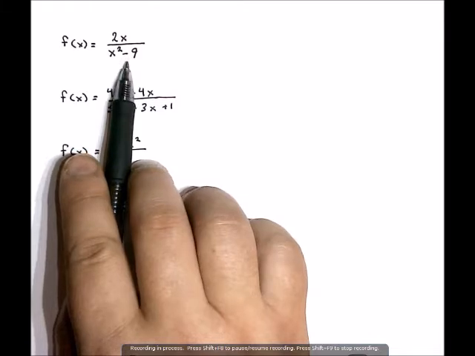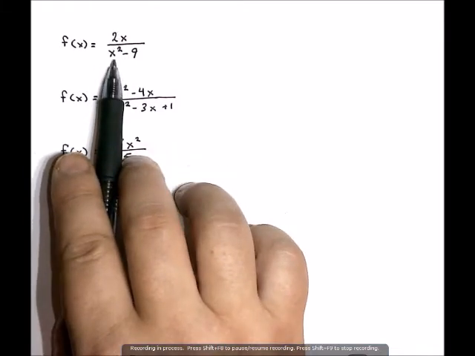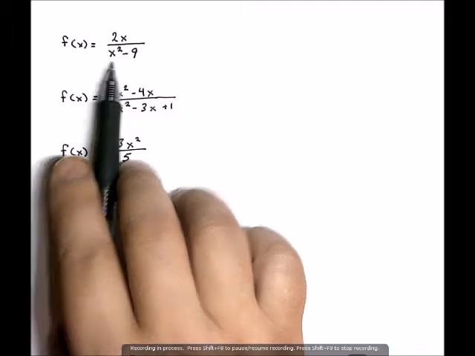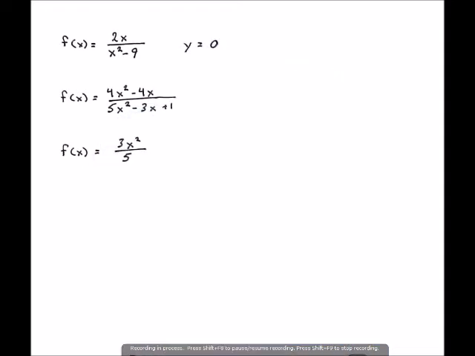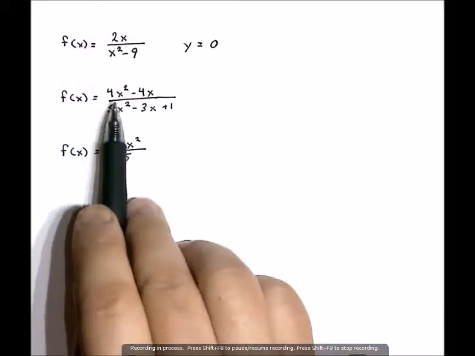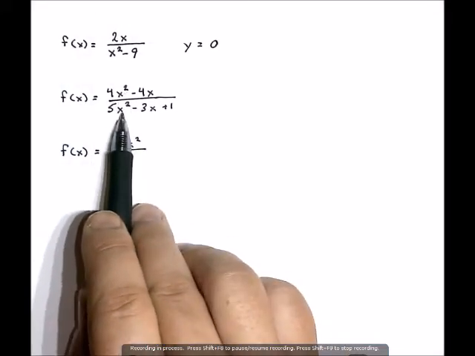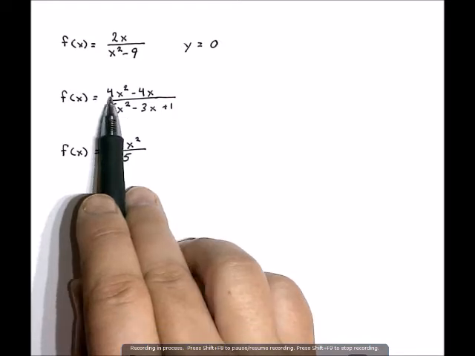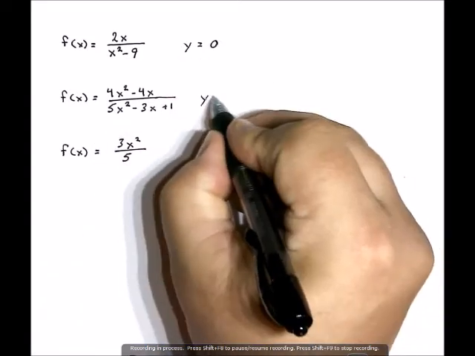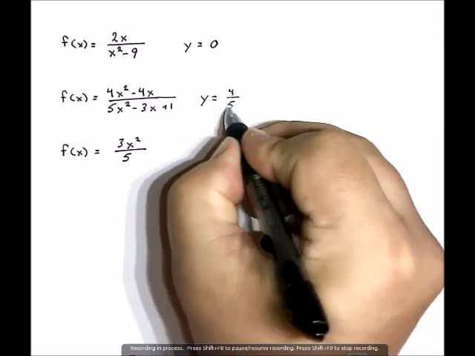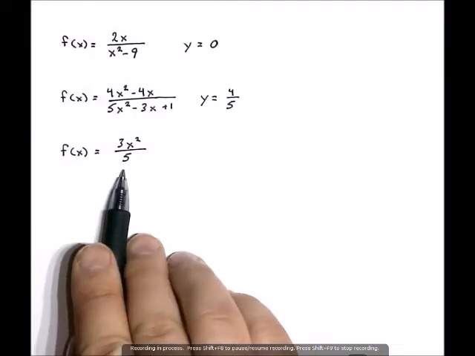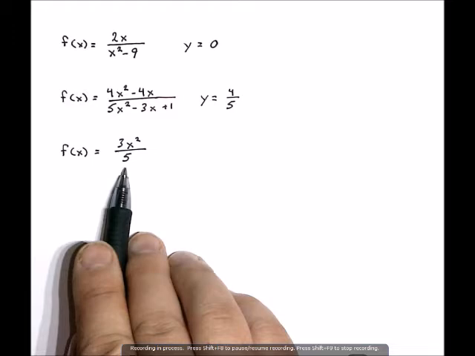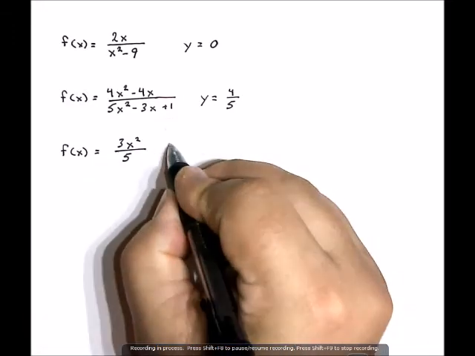So looking at this one, degree in numerator is 1, degree in denominator is 2. So degree in denominator is greater, so y equals 0 is my horizontal asymptote. In the second one, degree of both numerator and denominator is 2, so it's going to be leading coefficient over leading coefficient. And in the last one, degree of numerator is 2, degree of denominator is 0, so we don't have any horizontal asymptote.